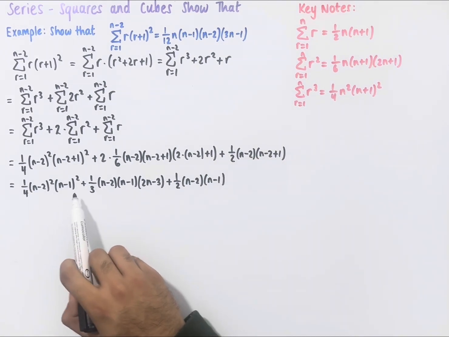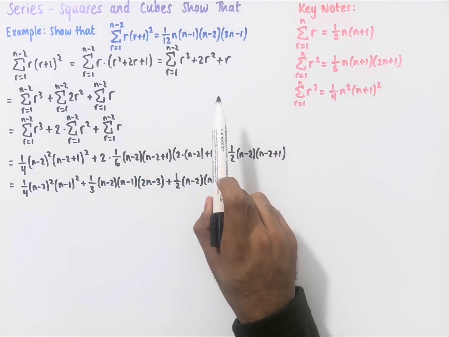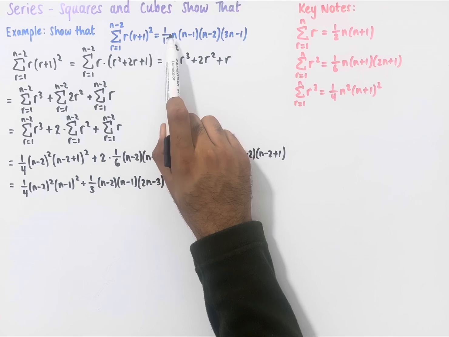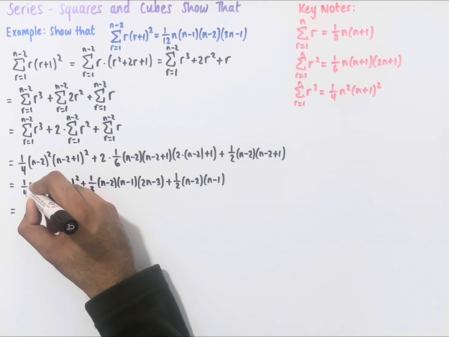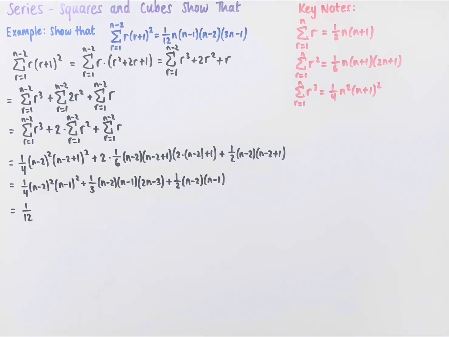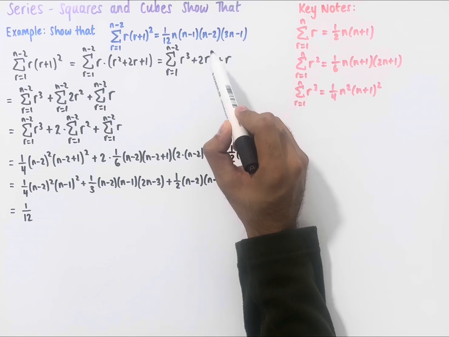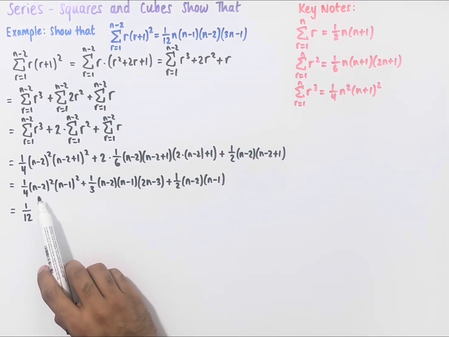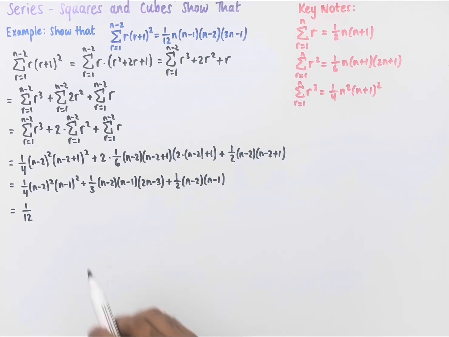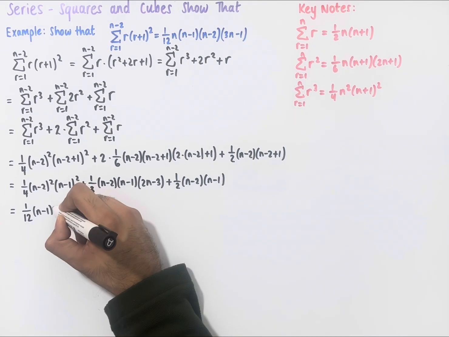Now since we know that we're trying to show this series equals the expression on the right hand side, we can see that we have a factor of 1 over 12. And so we're going to factorize 1 over 12 from each of these terms. We can also see that n minus 1 and n minus 2 have been factorized out. Each of these terms has n minus 1 and n minus 2 within them, and so we'll factorize n minus 1 and n minus 2 out as well from each of these terms.